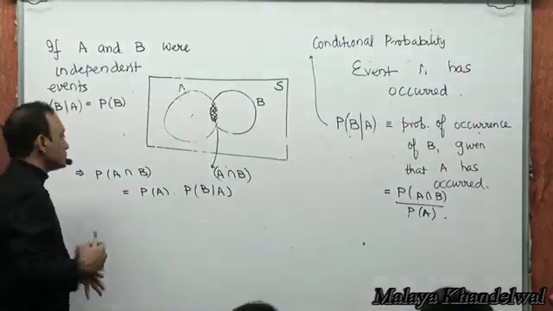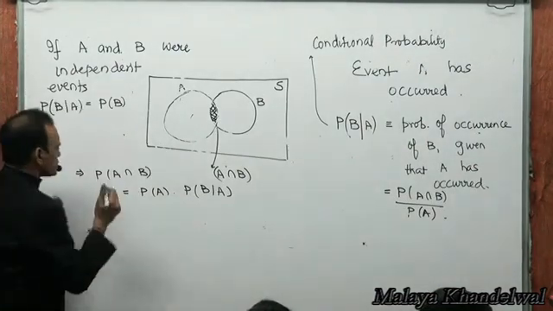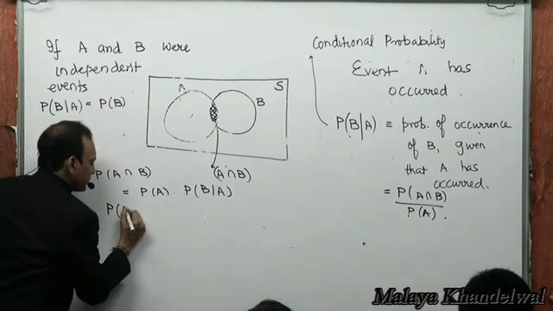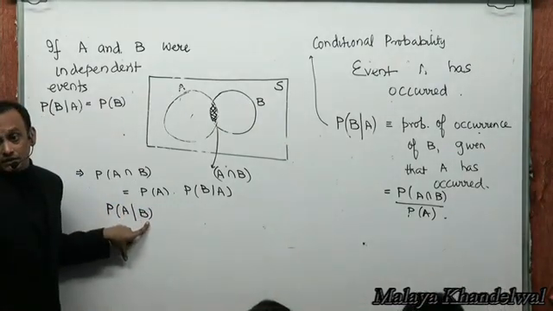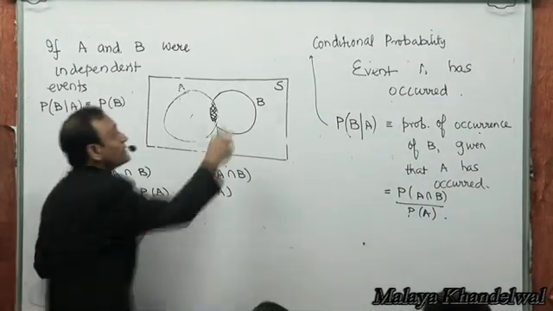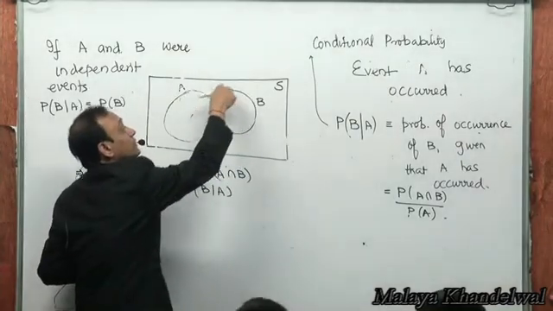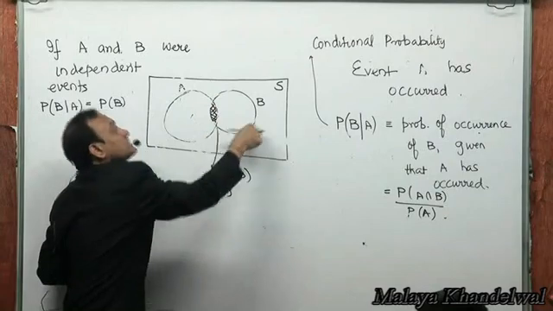Now, realize that P(A|B) means the probability of A given that B has occurred. B has occurred, that means this has taken place. And then, what is the probability of A given that this region has occurred?